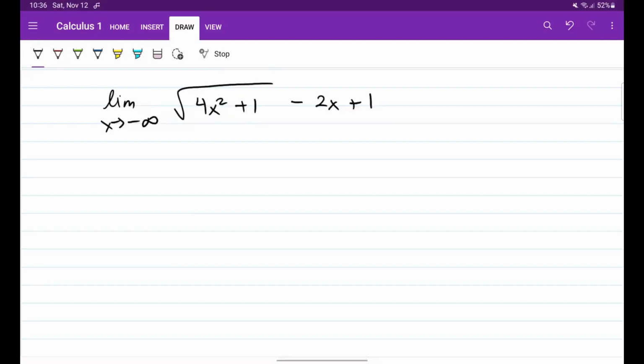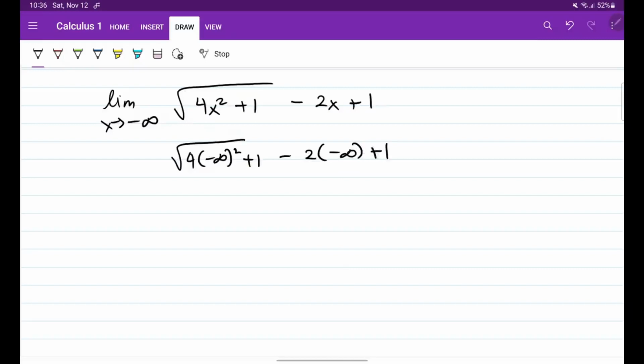So we have here the limit as x approaches negative infinity of square root of 4x squared plus 1 minus 2x plus 1. So what is the first thing we do again when we evaluate limits? We try to plug in. So we can try to plug in square root of 4 times negative infinity squared plus 1 minus 2 times negative infinity plus 1.